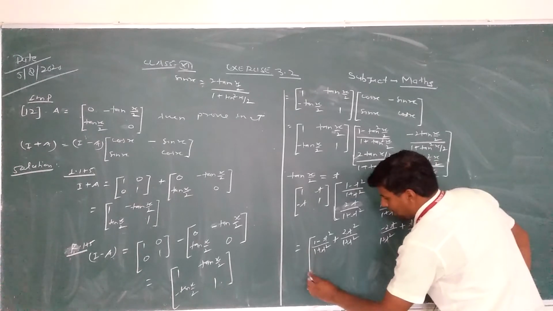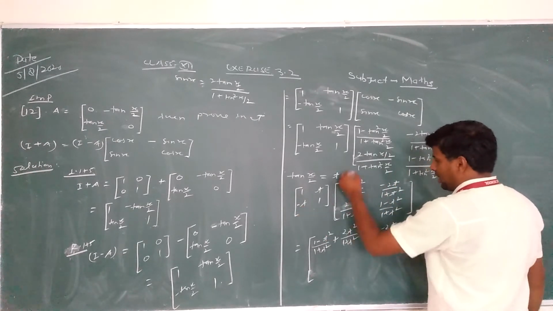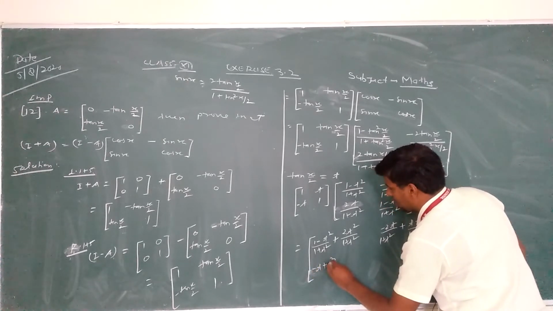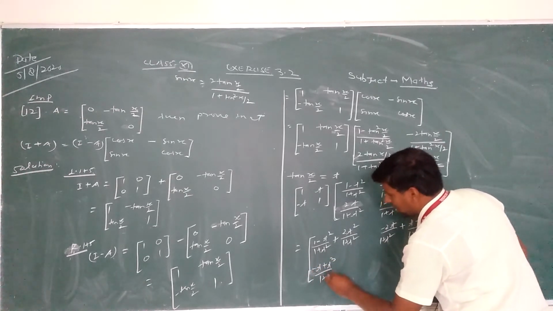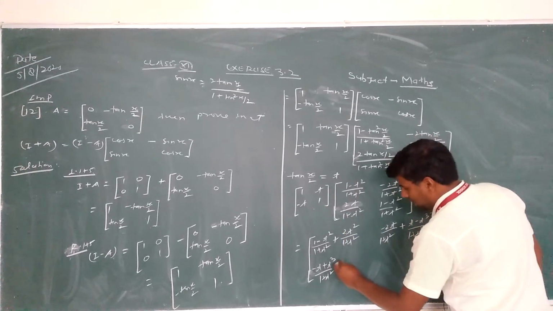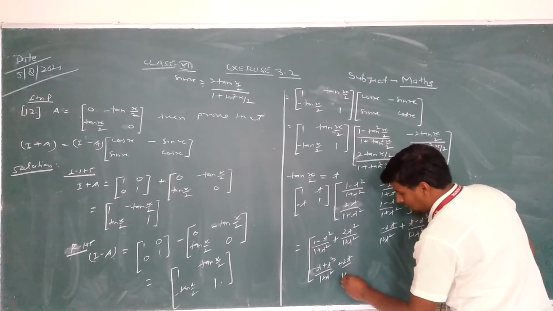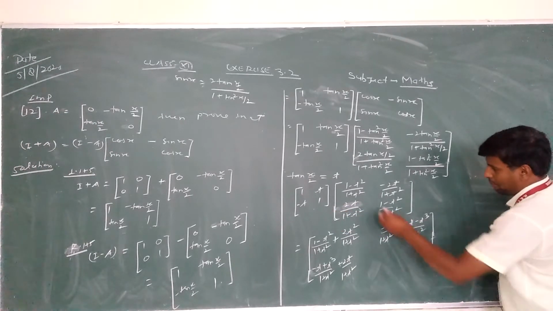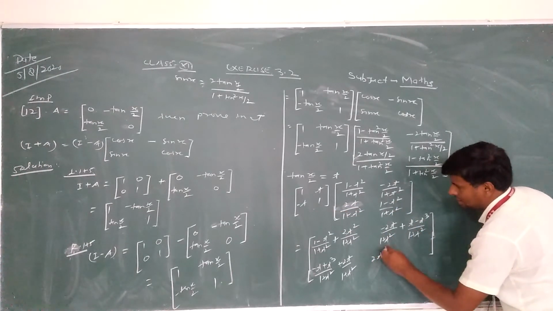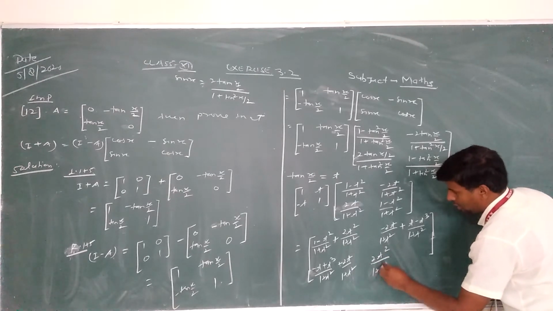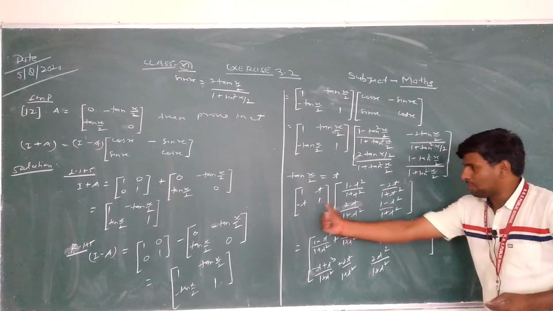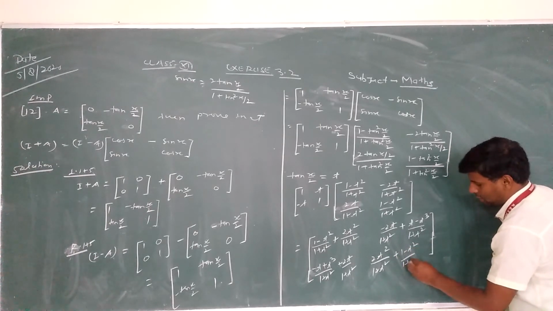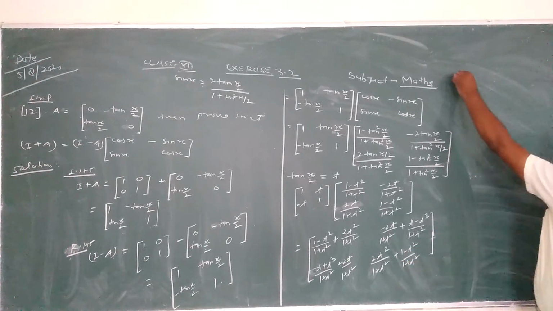Next, first row complete. The second row, first row. Multiply them: minus t plus t cube by 1 plus t square. Just multiply them, that is 2t by 1 plus t square. Second row and second column: minus into minus plus 2t square by 1 plus t square. And this one multiply by 1, we get plus 1 minus t square by 1 plus t square.